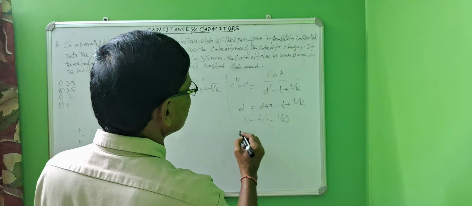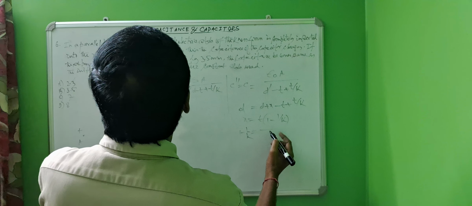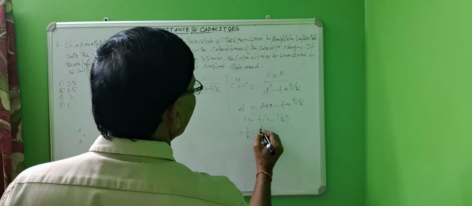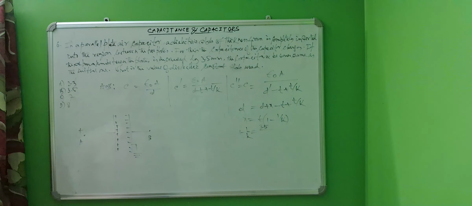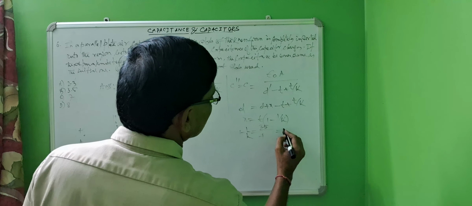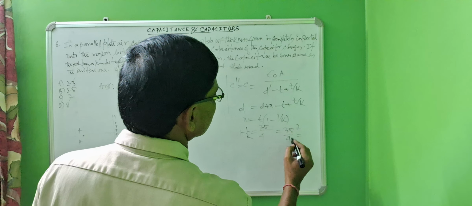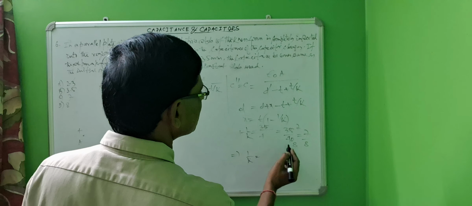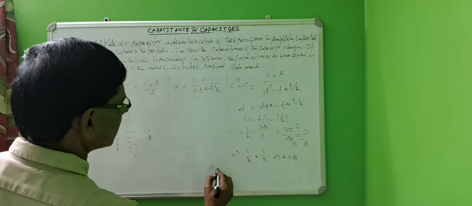And from this we get 1 minus 1 by K equals 3.5 upon 4, which implies 1 by K equals 1 by 8, which implies K equals 8. So the answer is D.